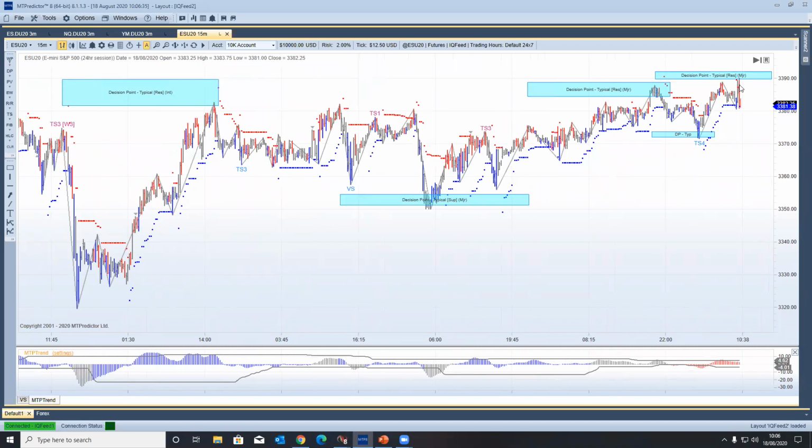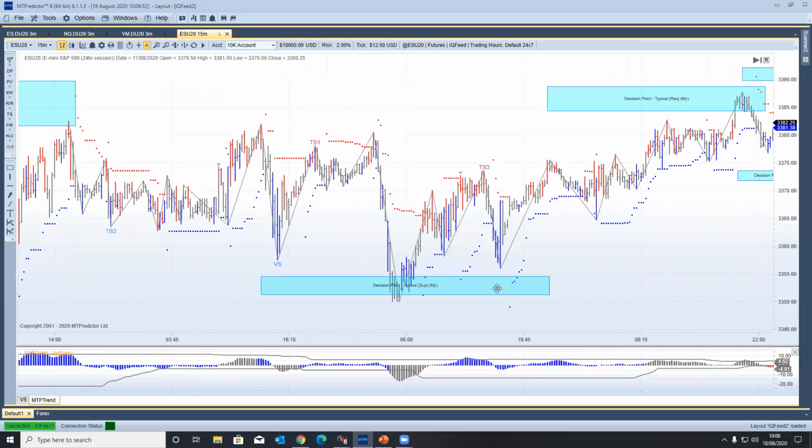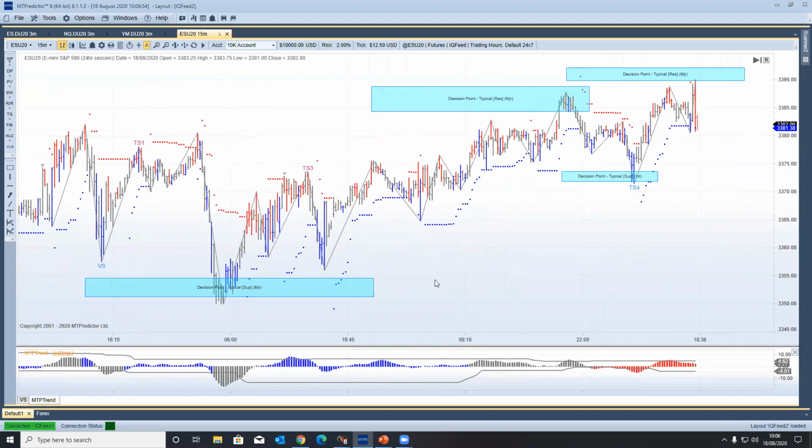Now, of course, it doesn't always work this well. If it did, we'd all be billionaires overnight. But this is what we try to do with MT Predictor: when it is doing what we anticipate, then we work with it. So I just wanted to go over that as a good example, just to remind you of the two places that we really look for the pivots.